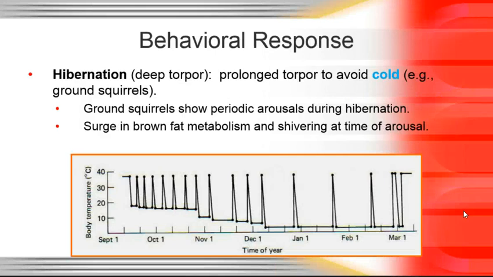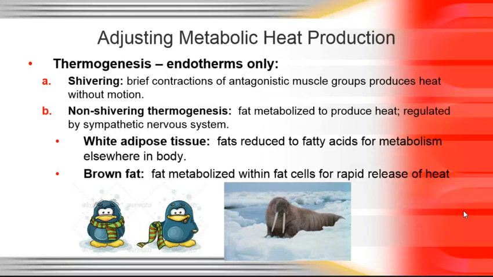And then, of course, hibernation. This is another cold response. This is deep torpor. It just means that it lasts a very long time, and the animals survive off of their brown fat in terms of keeping warm and stuff like that. And then thermogenesis, back to that fat situation. Fat turns out to be very important because this is your energy storage, as we've talked about before.